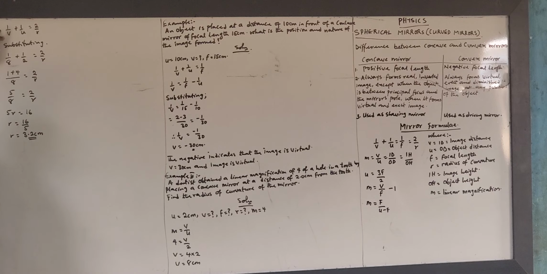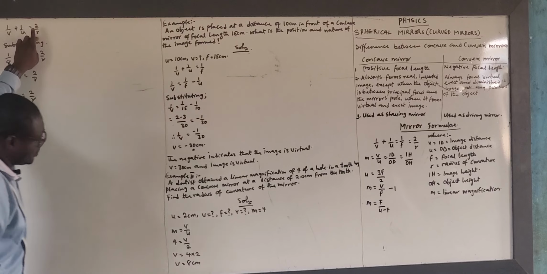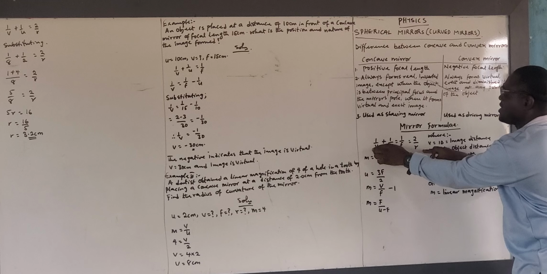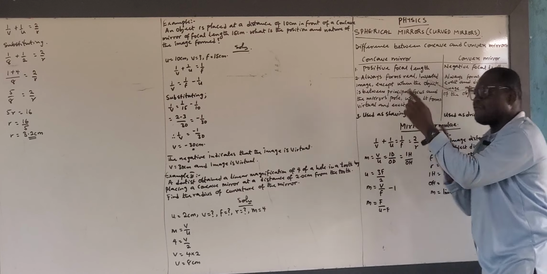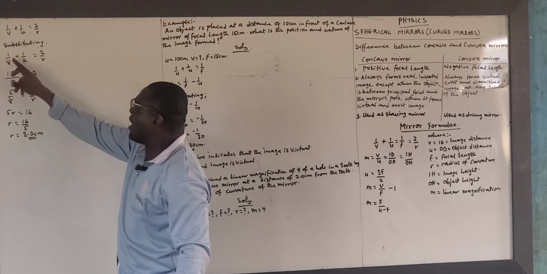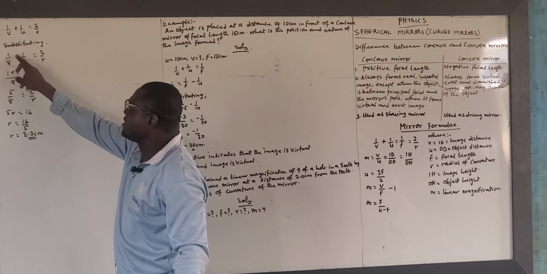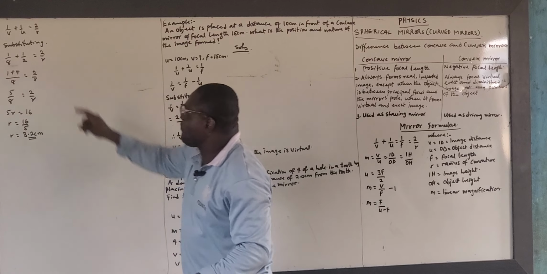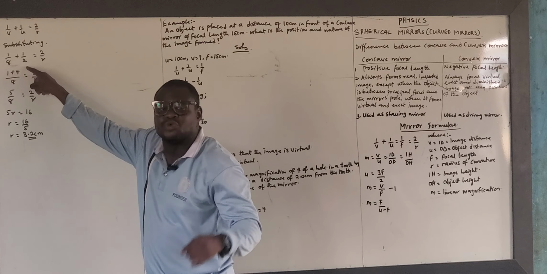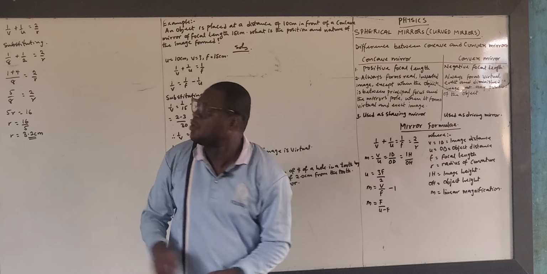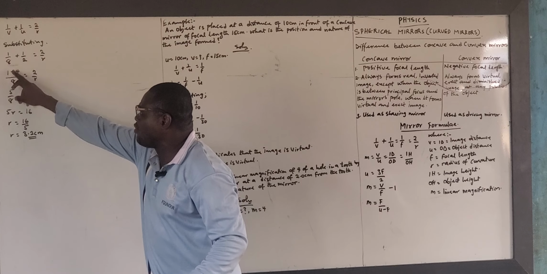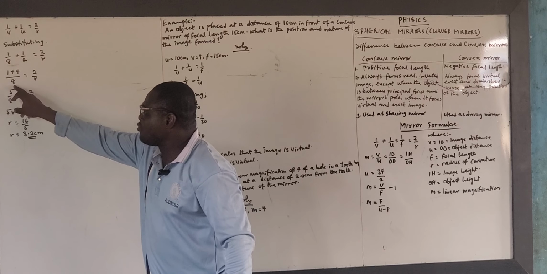Now, we can say 1 over V plus 1 over U is equal to 2 over R. That is the formula which we can use here. So substituting, 1 over V is 1 over 8, plus 1 over U, which we know is 1 over 2, is equal to 2 over R. Find the LCM, which is 8.